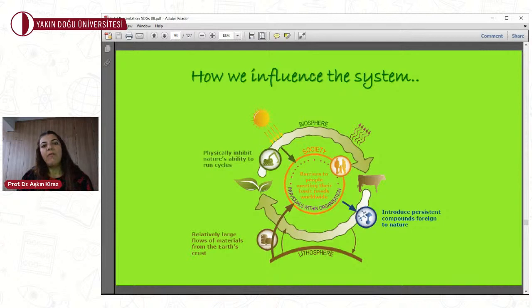Then, how do we influence the system? Physically inhibit nature's ability to run cycles. You see the cycle here. Relatively large flows of materials from the Earth's crust, and introduce persistent compounds foreign to nature. Society puts up barriers to people meeting their basic needs worldwide.